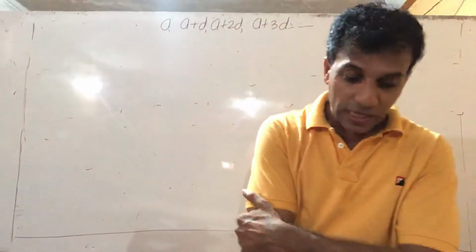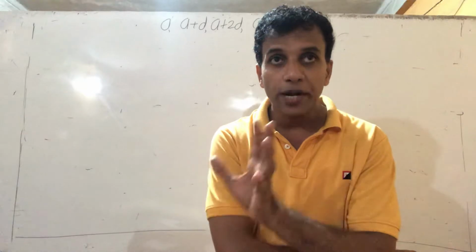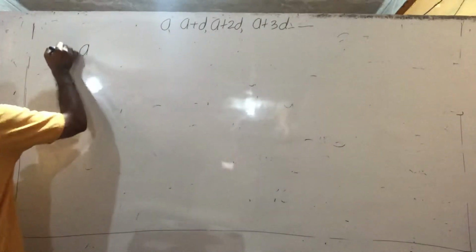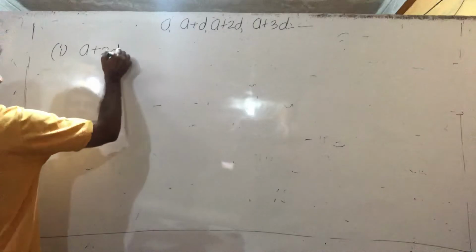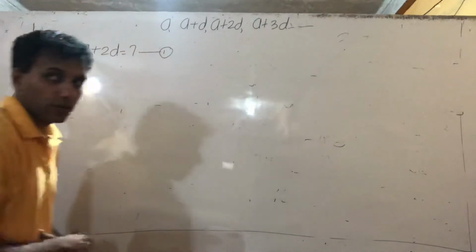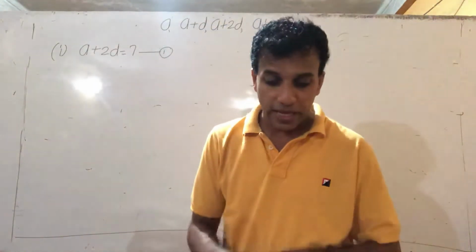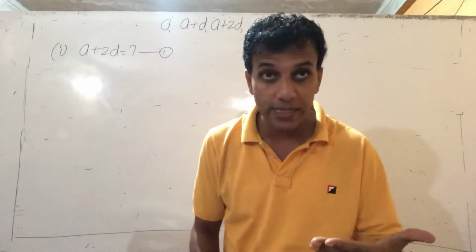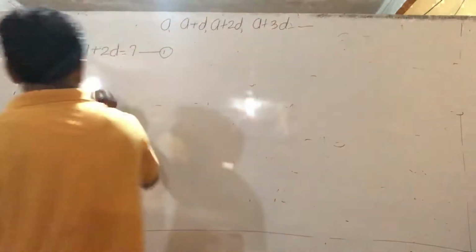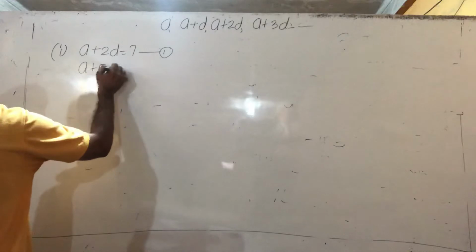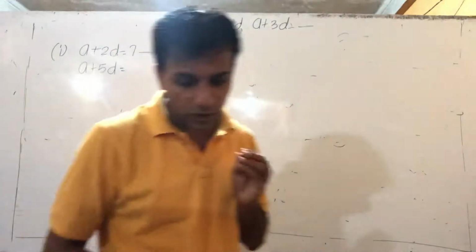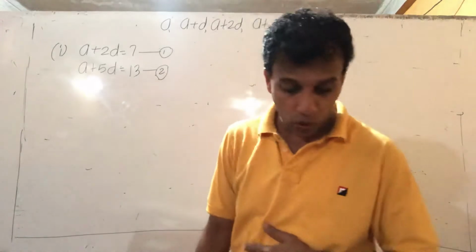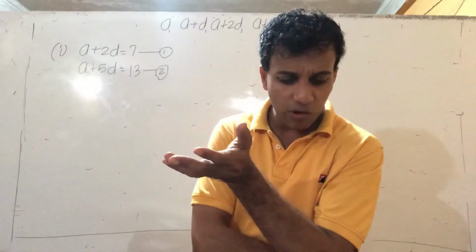In the arithmetic series, the third term is 7. So build up an equation. What is the third term? A plus 2D, right? So A plus 2D is 7. We call it the first equation, right? First data, first equation. The sixth term is 13. Build up another equation. What is the sixth term? A plus, don't say 6D, 5D, right? A plus 5D. That is the sixth term. This is given as 13, right? Call it the second equation.